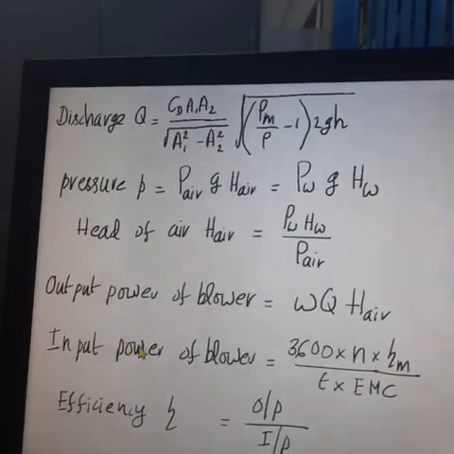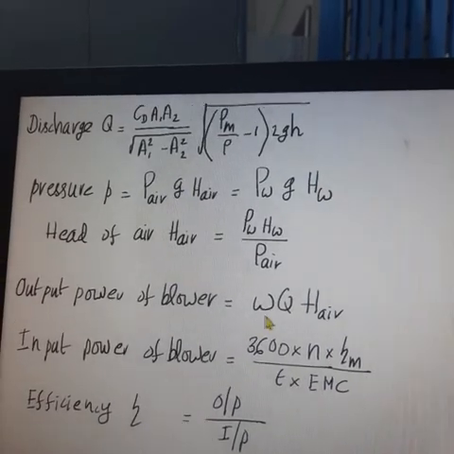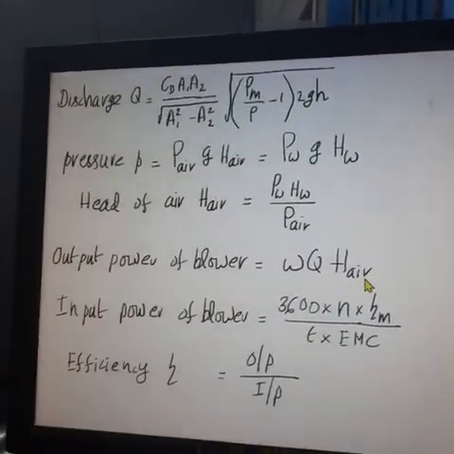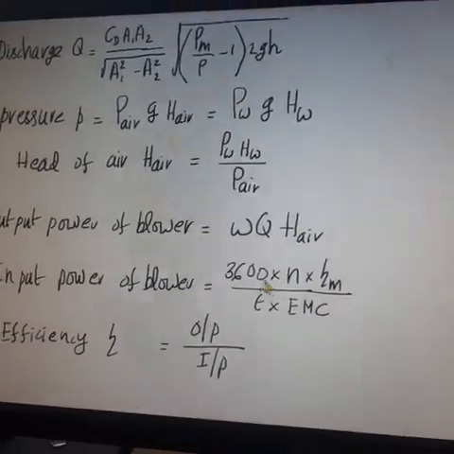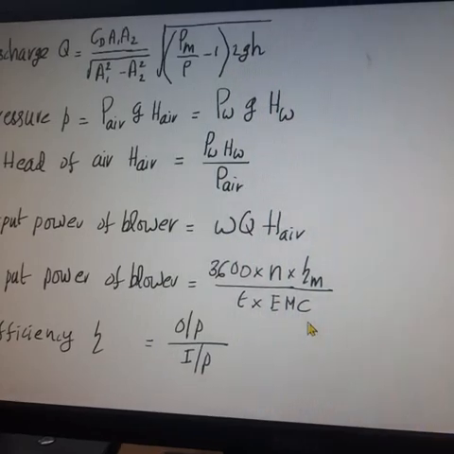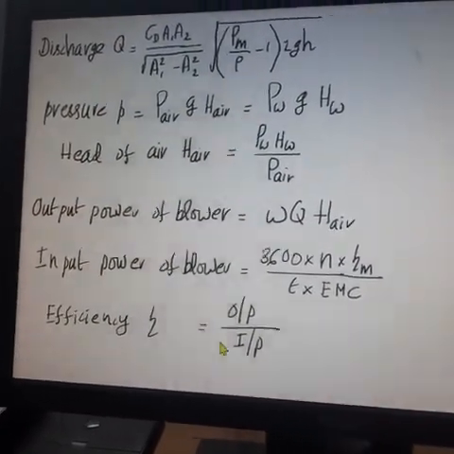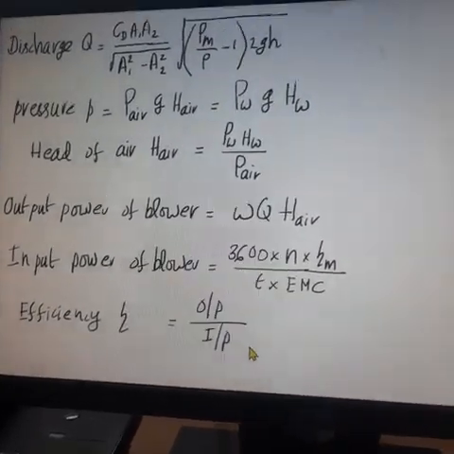The output power of the blower is given by WQH, where W is the specific weight of air, Q is the discharge, and H is the head of air. The input power of the blower is given by 3600 into N into eta m divided by T into EMC. The efficiency of the blower is the ratio between output power and input power.